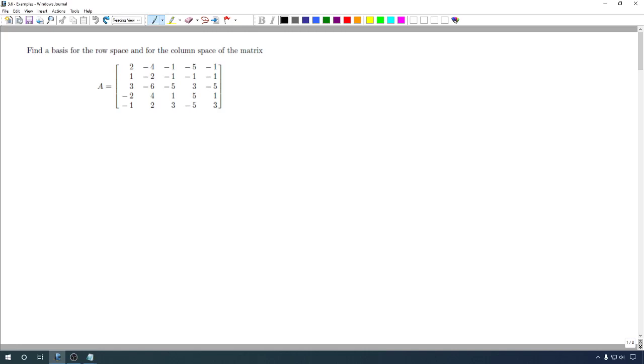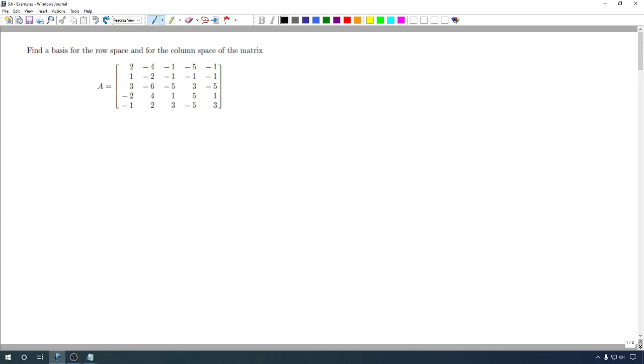Hello, in this video we are going to talk about 4 examples that involve the row space and column space, and even talking about the null space a little bit. 2 of these examples will come from the book, 2 of them I made up myself, so let's just jump right into it.